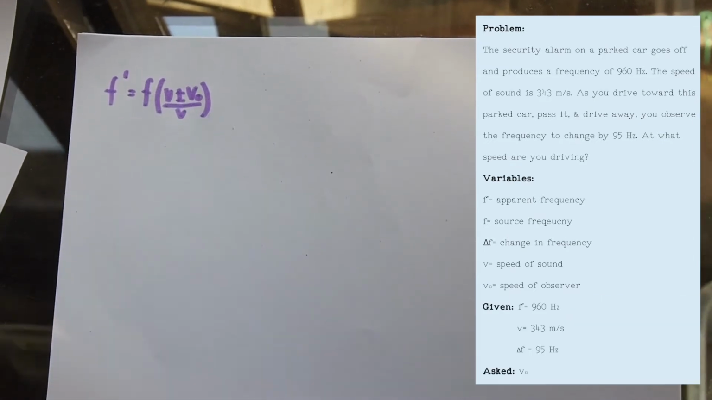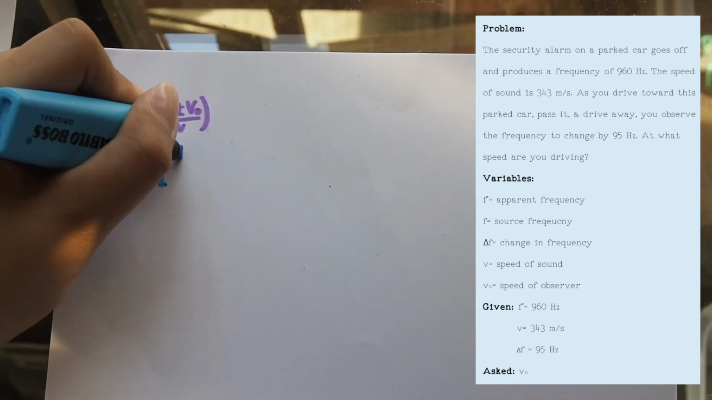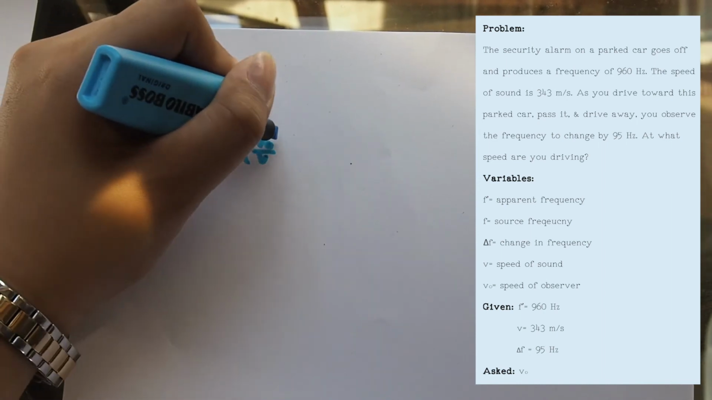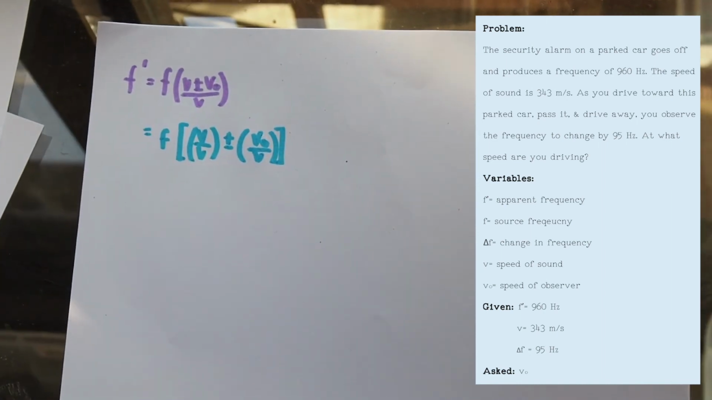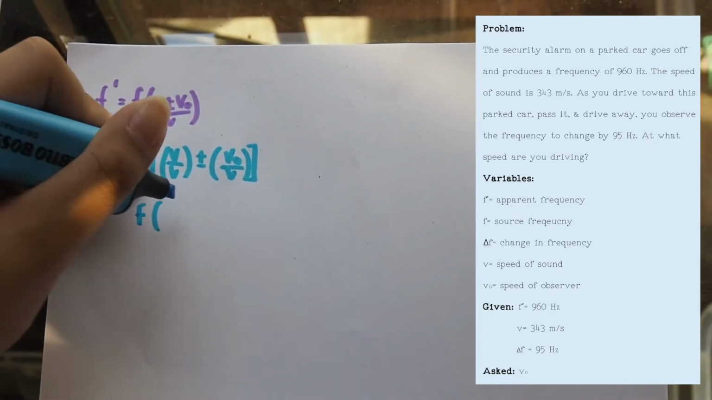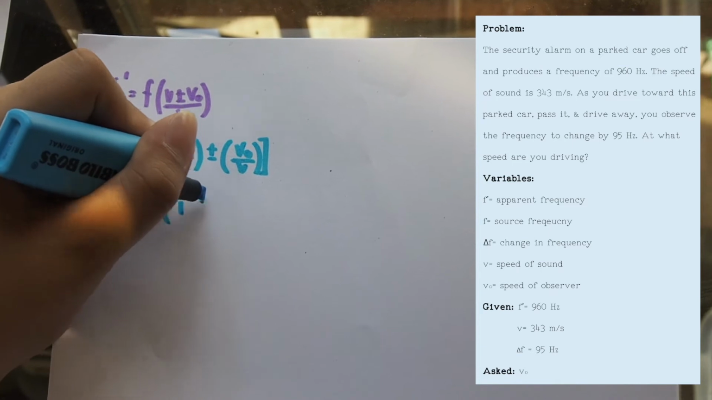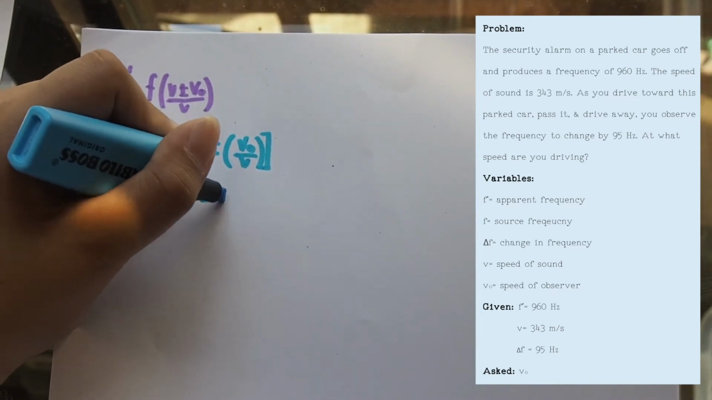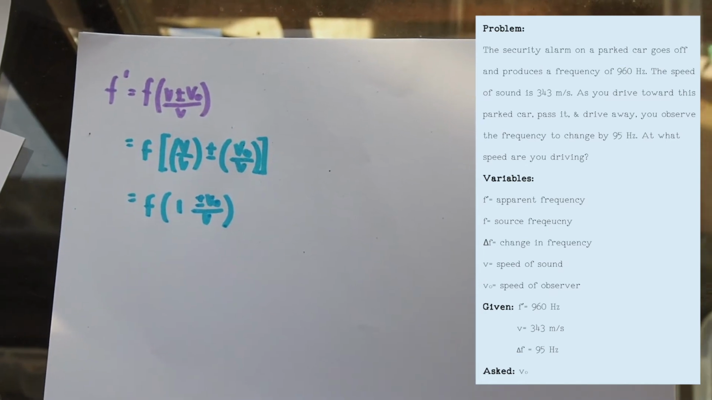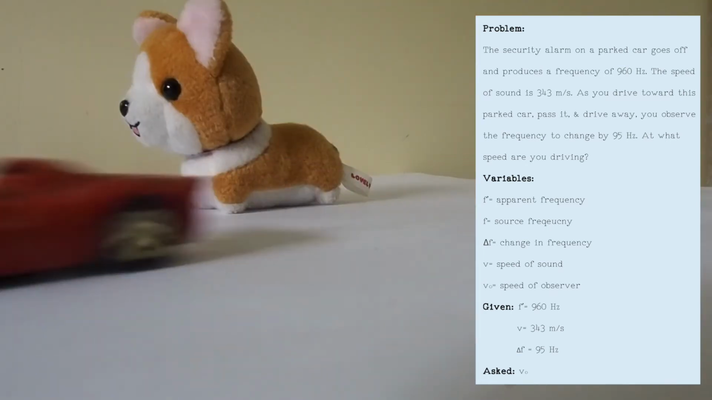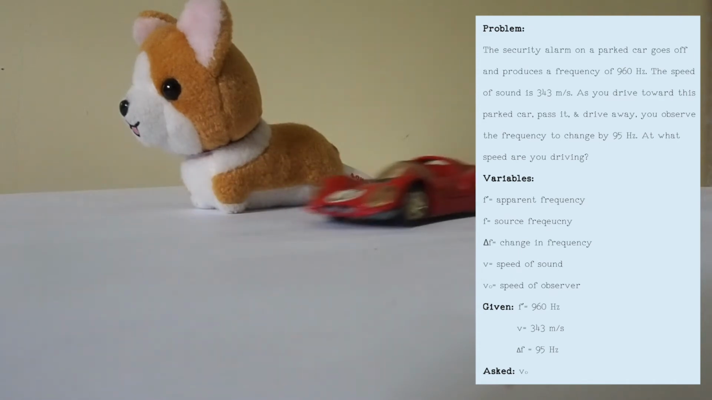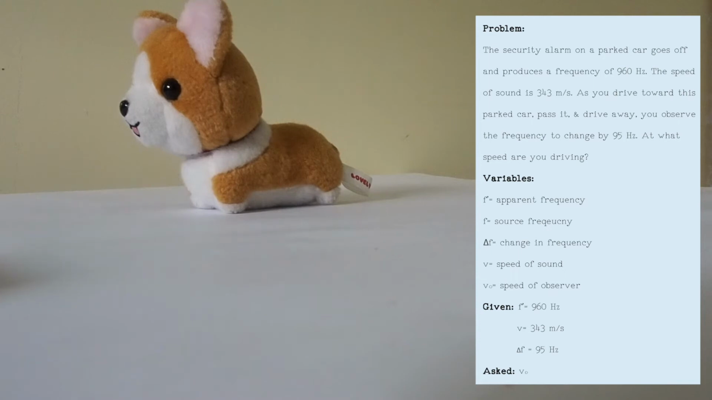Now this equation can actually be interpreted in a more expanded way. F times V over V plus minus VO over V. Since V over V basically translates into 1, we can change the equation into F times 1 plus minus VO over V. Since the problem states that the observer both went towards this parked car and drove away from it, we need to have an equation that involves both positive and negative VO.